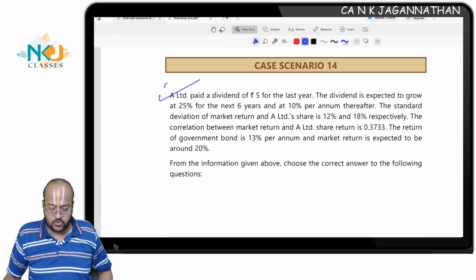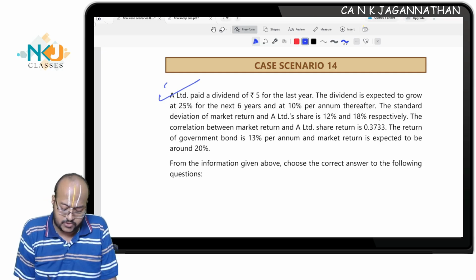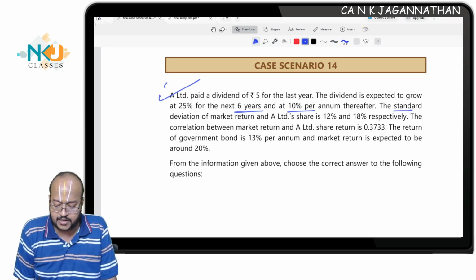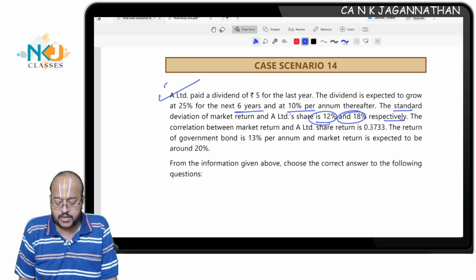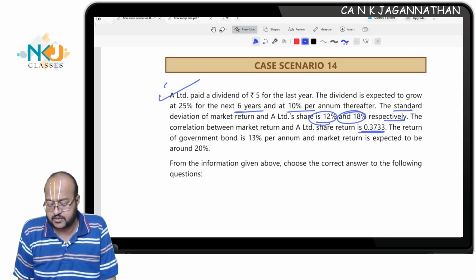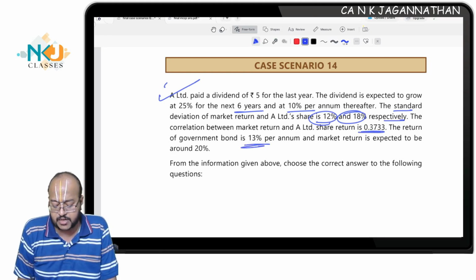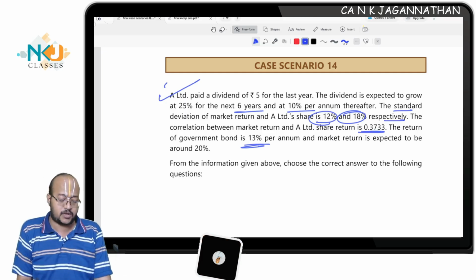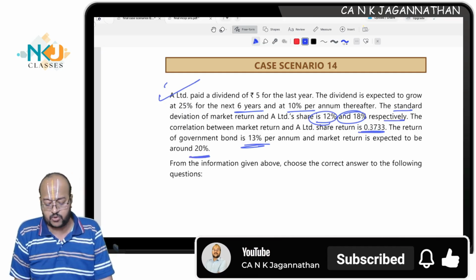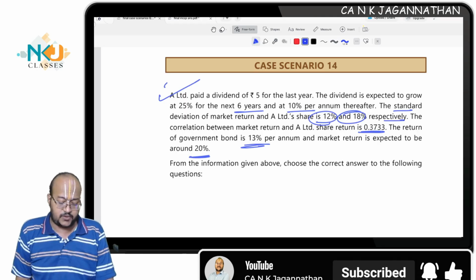The dividend is expected to grow at 25% for the next 6 years and 10% per annum forever. The standard deviation of the market return and A Limited share is 12% and 18% respectively. The correlation between market return and A Limited share is 0.3733. The return of government bond is 13% per annum and market return is expected to be around 20%. From the information given above, choose the correct answer to the following question.